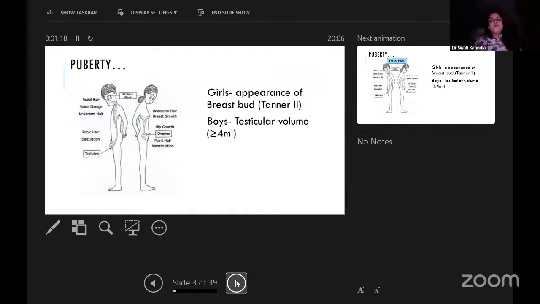Right. So as you all know, what do we call puberty in the girls? It's the appearance of the breast bud. We do Tanner staging, which we call Tanner stage 2. And in boys, testicular volume of more than or equal to 4 ml. So how does it work? As we all know, from the pituitary, LH and FSH are secreted, which go and act on the gonads in males and females, from where estrogen and testosterone are secreted and which bring about the changes in the body.